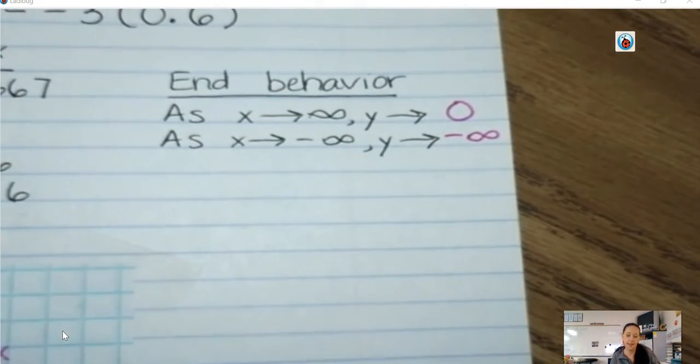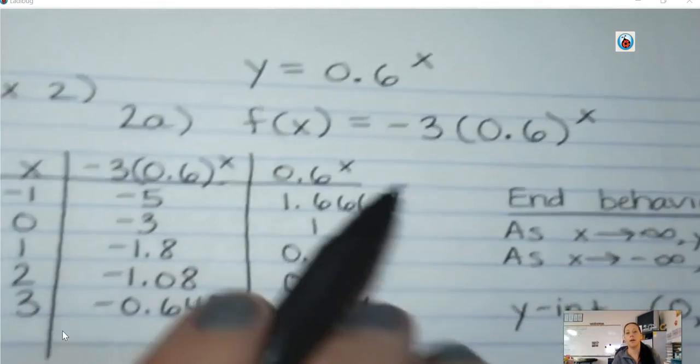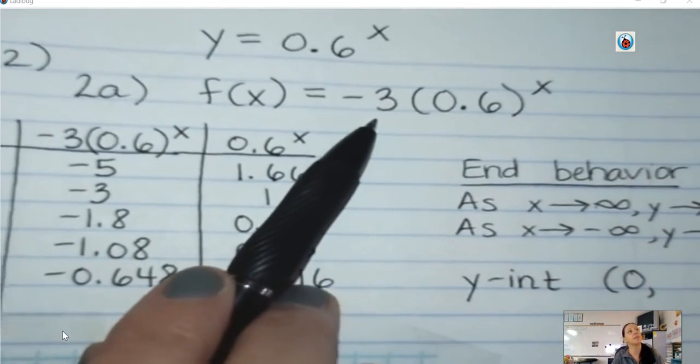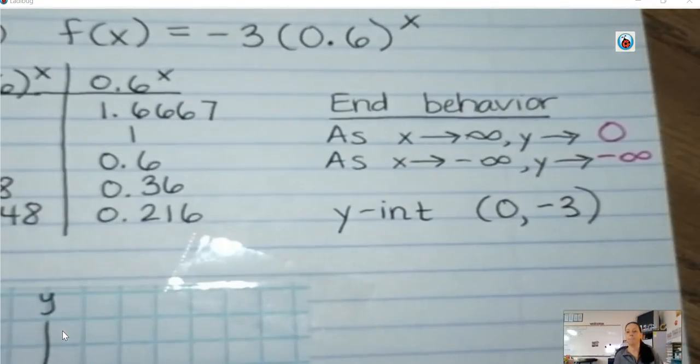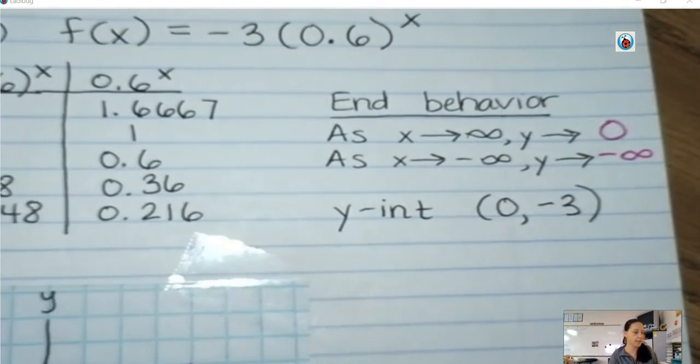Okay, last thing, what's the y-intercept? Zero comma, whatever the a value is, -3. So 0 comma -3. Okay, we're going to stop there today. We will finish these notes tomorrow. You do not have homework except for those of you that never finished that worksheet that was due today.